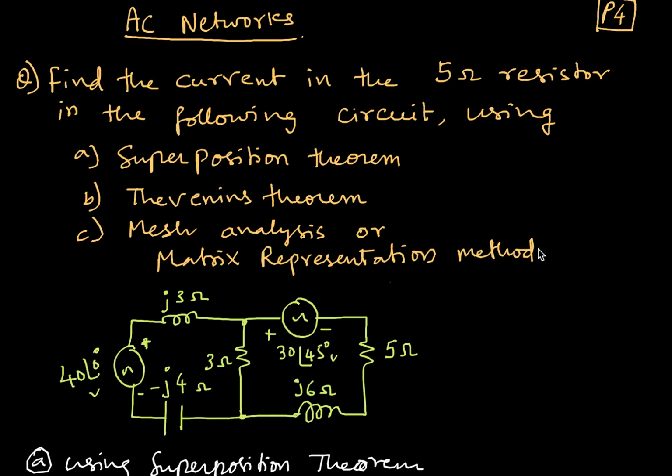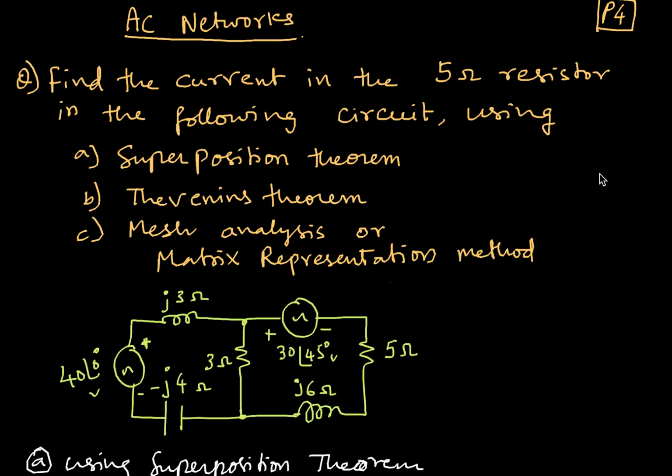Hello everyone. So let's continue our analysis of AC networks. In the previous video, we looked at this problem where we tried to solve a two loop network and find the current in the 5 ohm resistance using superposition theorem. Now, in this video, I'd like to use Thevenin's theorem and solve it.